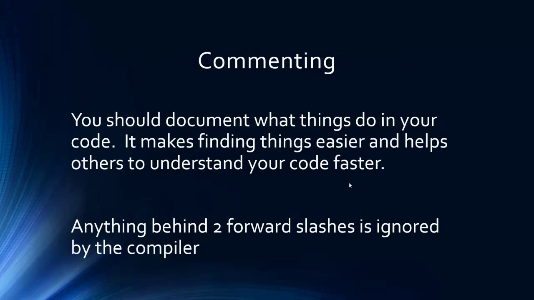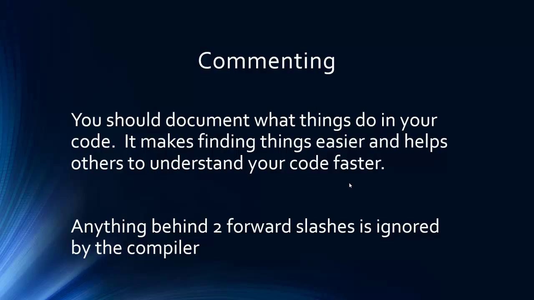All right, commenting. You should document what things you do in your code because it makes finding things easier. It helps for anybody else to be able to look at it. So anything behind 2 forward slashes is ignored by the compiler. So if I just want to do a quick line that says, hey, this array holds my recipes or something like that, I would do forward slash, this array holds blah, and then the line would go green in the code, and that means it's a comment and it will not be read by the compiler. But people looking at your code to figure out what it does, it would help them out immensely.